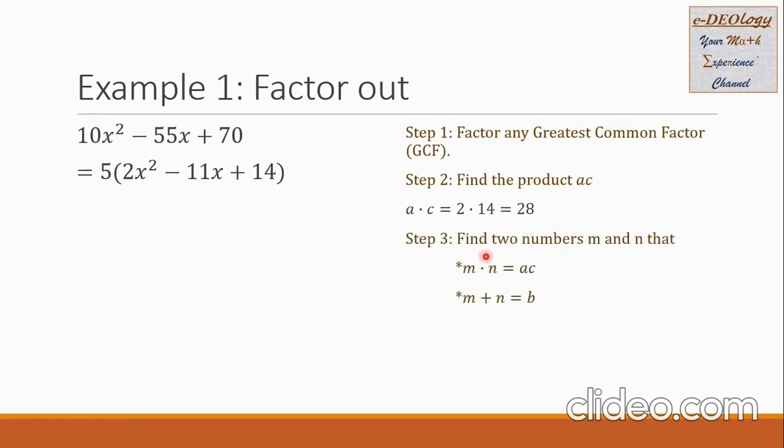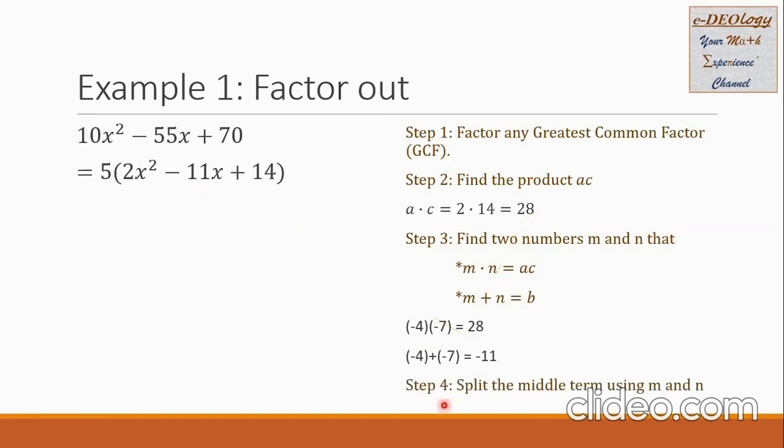In step 3, we're going to find two numbers m and n that when we multiply, must be equal to 28. But if we add the m and n, it must be equal to the b. And this b is the coefficient of the middle term of the trinomial. After considering many pairs of factors, it was found that the negative 4 and the negative 7, if we multiply, will be equal to 28. Also, if we add the negative 4 and the negative 7, it is equal to negative 11. So the 28 here is the product AC, and the negative 11 is the B.